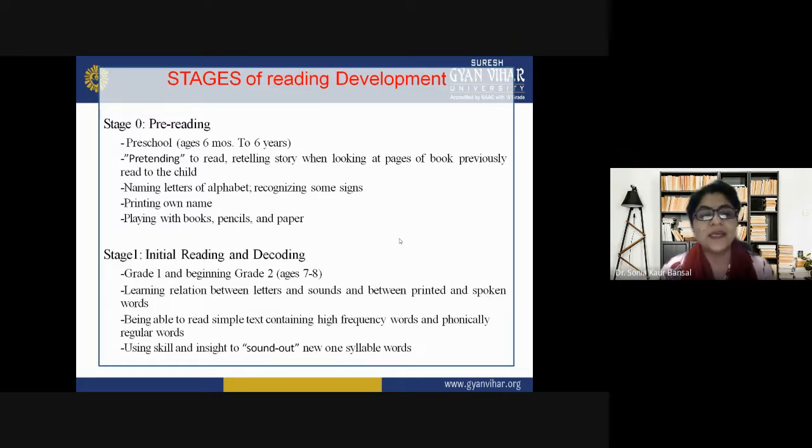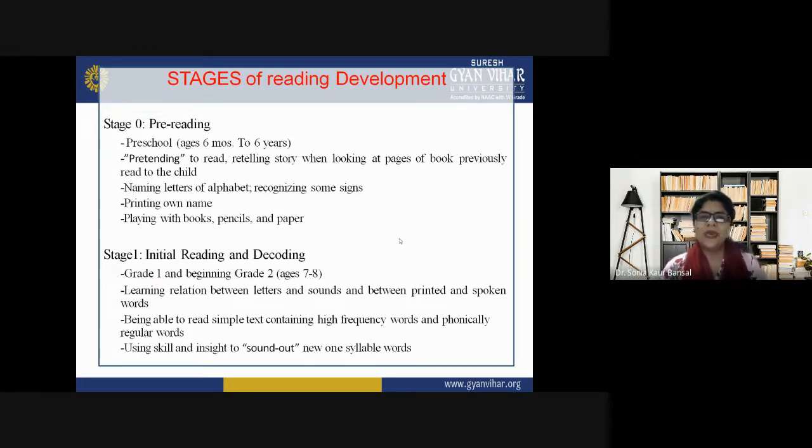Now the child is learning the relation between letters and sounds and between printed and spoken words. Now the child is recognizing what is printed. He is getting those symbols and speaking those symbols. A for apple. On a big page, A is drawn. And the child is getting that symbol in his mind that, okay, A is written.